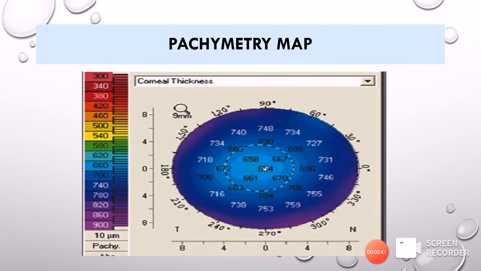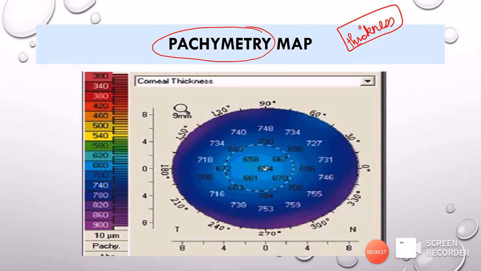So that was all about the elevation maps, and now we shall be studying the last type of maps, the pachymetry maps. Pachymetry is nothing but the thickness of the cornea. The thickness of the cornea can also be represented in the form of a map, with color coding, and that is called the pachymetry map.